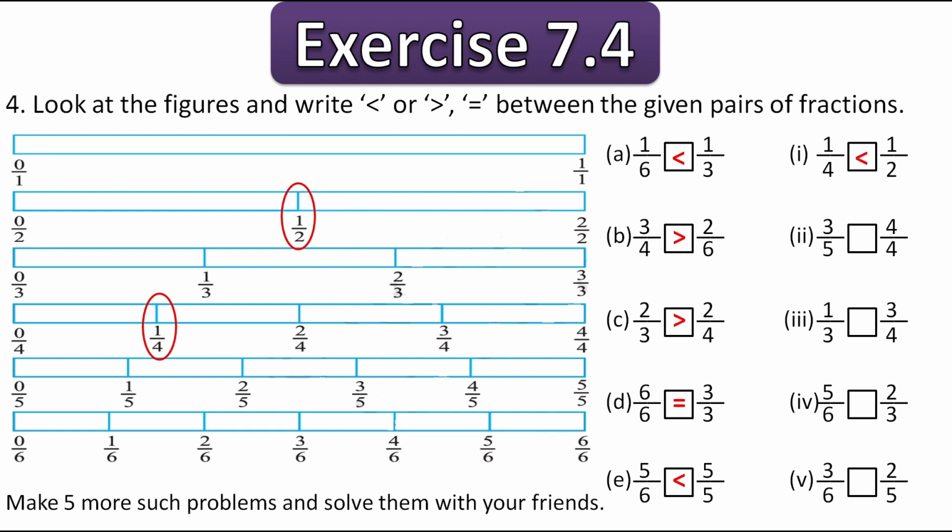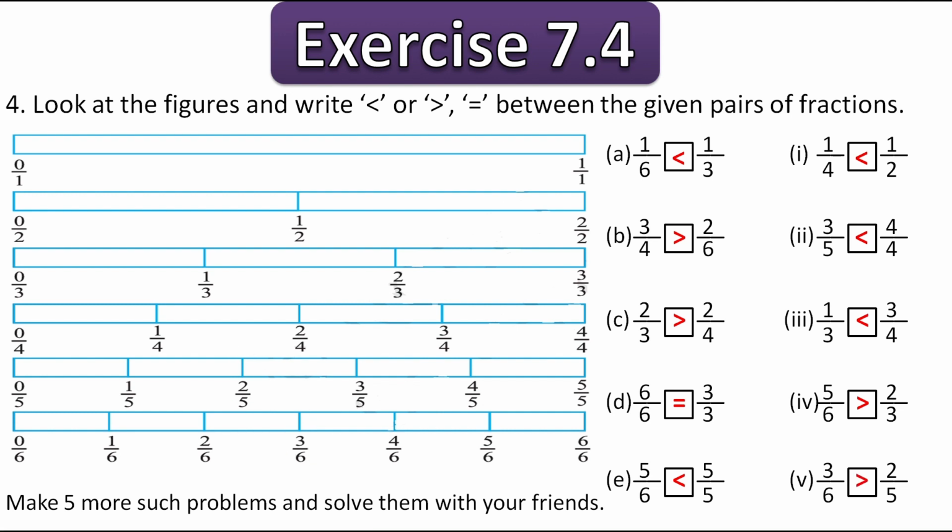Now 3 upon 5 is on the left side of 4 upon 4. Therefore 3 upon 5 is less than 4 upon 4. Now 1 upon 3 is here and 3 upon 4 is here. So 3 upon 4 is greater than 1 upon 3. Now 5 upon 6 is here and 2 upon 3 is here. So 5 upon 6 is greater than 2 upon 3. And 3 upon 6 is here and 2 upon 5. So 3 upon 6 is greater than 2 upon 5.